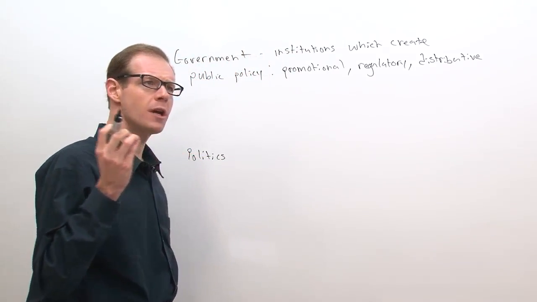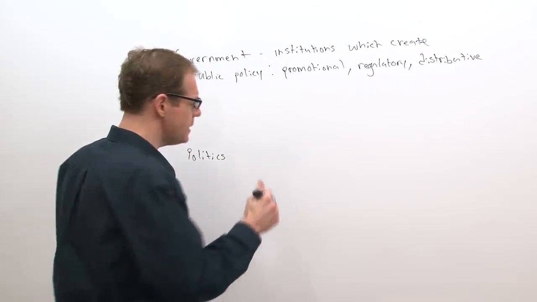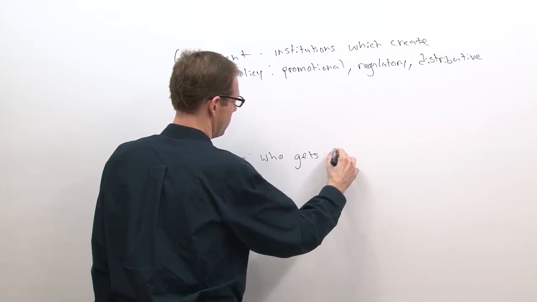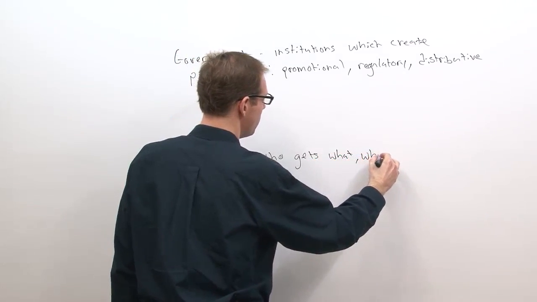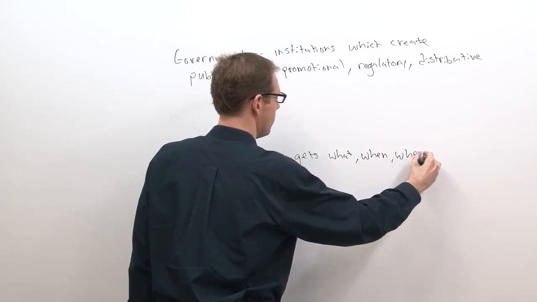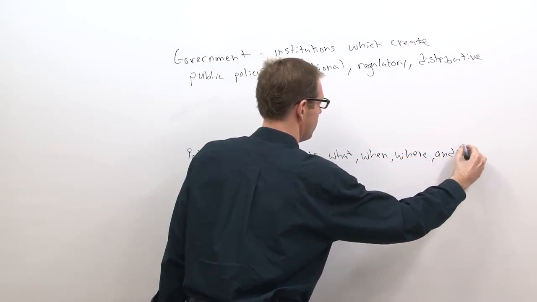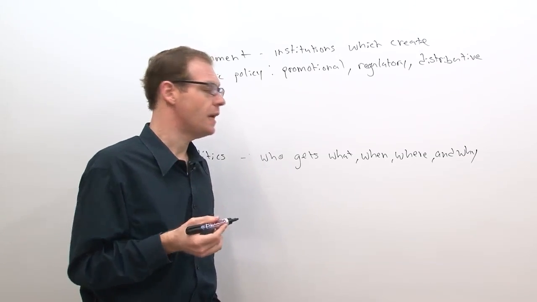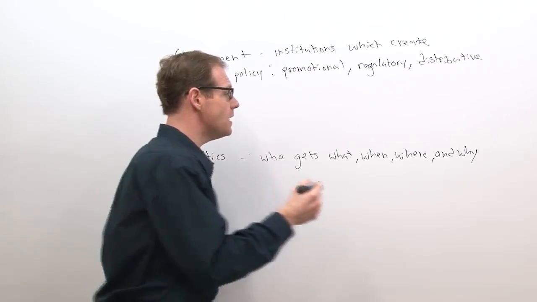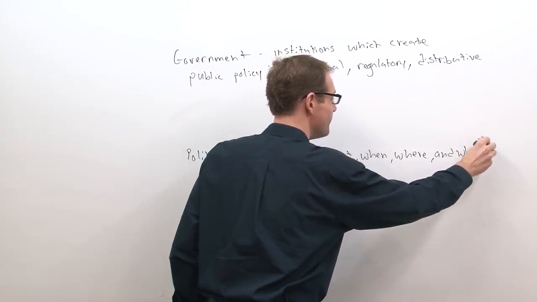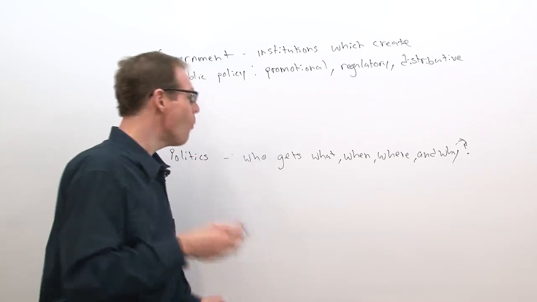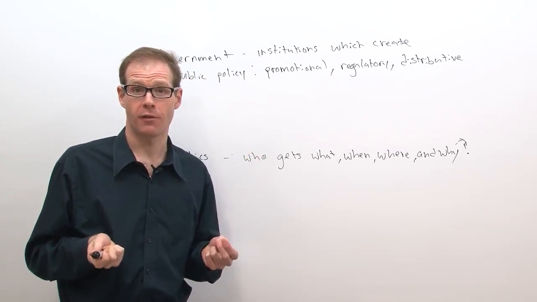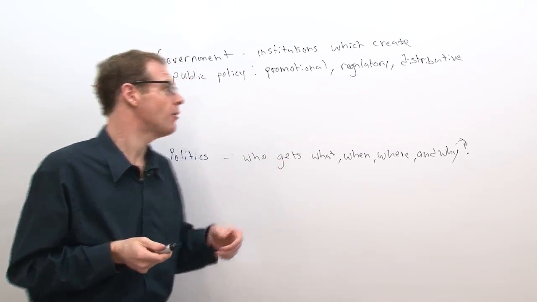Politics, we're going to give a more concise definition, is who gets what, when, where, and why. That is the process of politics. Who gets what, when do they get it, where do they get it, and lastly, put the question mark there, slip of the pen, why do they get it? So this is really the bedrock of our course. And from here, we're going to be expanding out.